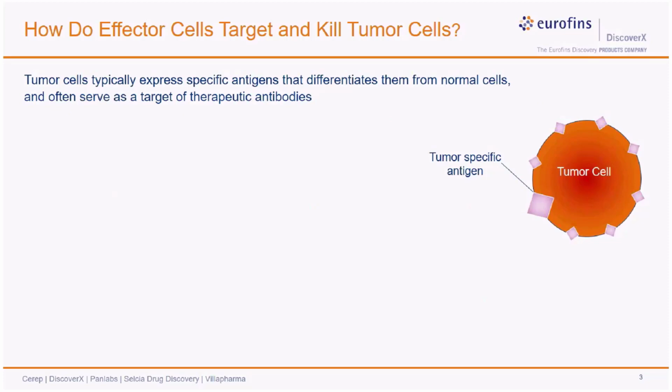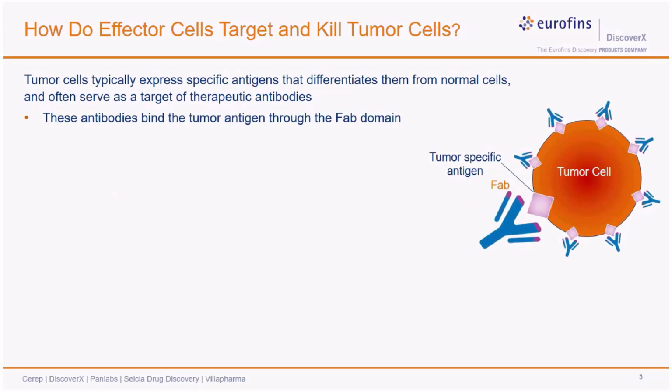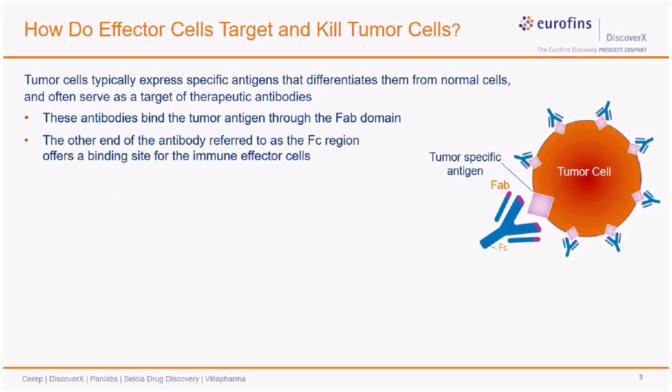As we know, tumor cells do express specific cell surface antigens, which differentiate them from normal cells in the body. These differentiating antigens are excellent candidates to target these therapeutic antibodies against, thereby letting the normal cells be spared from their cytotoxicity. Now on the right hand side here, I have drawn a schematic of a tumor cell expressing a tumor specific antigen that can be targeted with a therapeutic antibody. Now when the antibody recognizes this antigen, it binds through its FAB domain, and the other end of the antibody, called the FC region, engages with the immune effector cells.